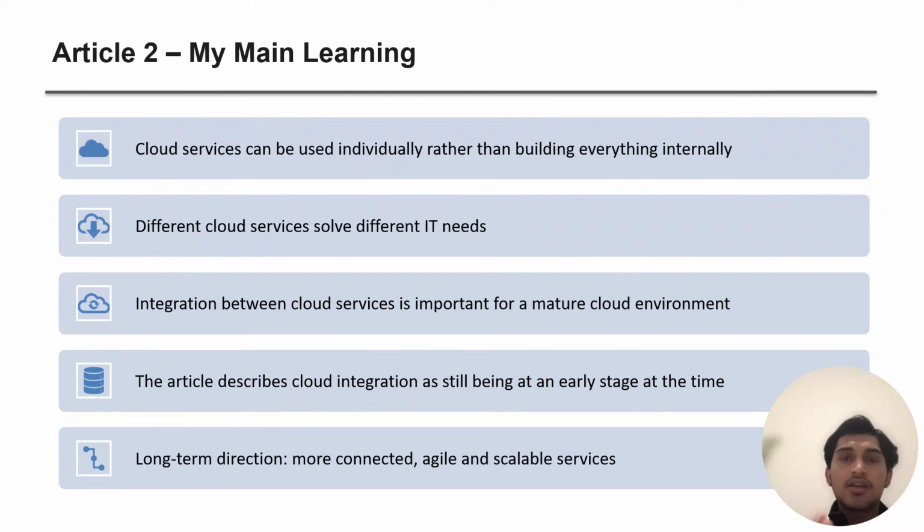From Article 2, my main learning is that organizations can choose different cloud services according to their needs. For example, one service may provide an application, while another may provide infrastructure, and another may provide an API, which is an application programming interface. The article also highlights integration as an important future direction. If cloud services can communicate and work together effectively, organizations can build more flexible IT environments. So I learned to think of cloud computing as an ecosystem rather than just a data center or virtual machine.